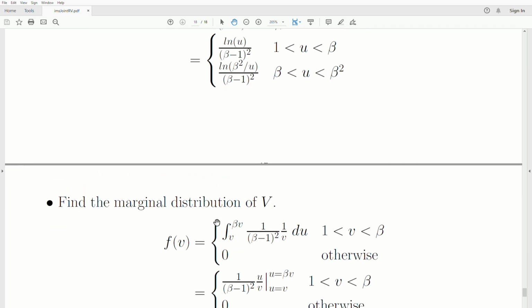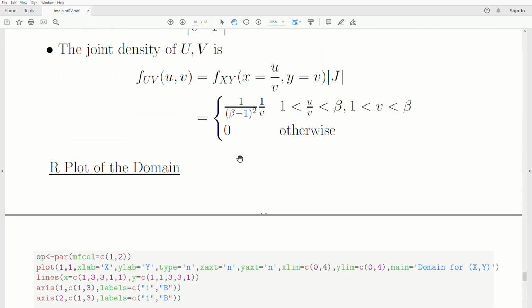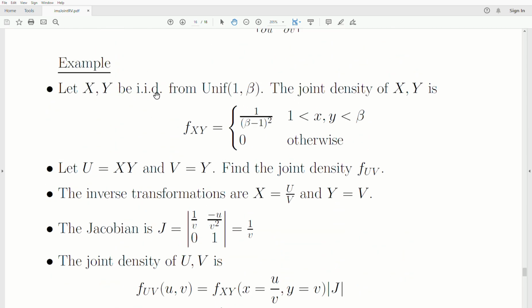Now, to find the marginal distribution of v, and before we even start, let's go back up here. The problem is we have x and y are independent, identically distributed, uniform 1 to beta random variables. So that means y is a univariate uniform distribution from 1 to beta. And so look at this. If we want to find the density of v, it better be a uniform density from 1 to beta, right? Because that's exactly the way we defined it.